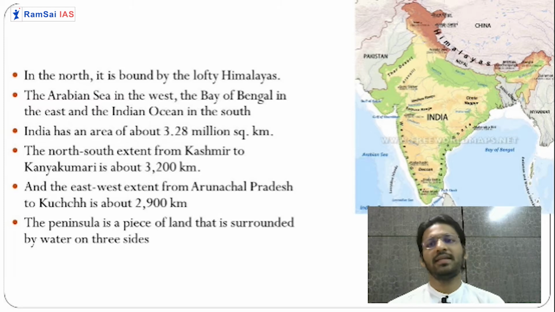In this map, you can see, the day before yesterday we saw about mapping. So we saw that brown color is used for mountains and green color is used for plains. You can see alluvial plains and all they are shown in green color, and yellow color is for plateaus. So they have shown this type of map. Now let us understand the overall physical setting of India.